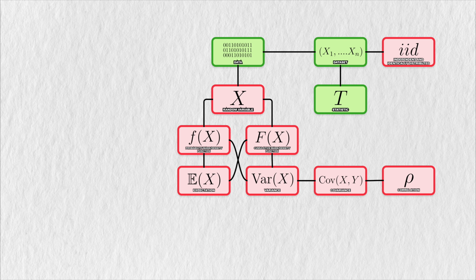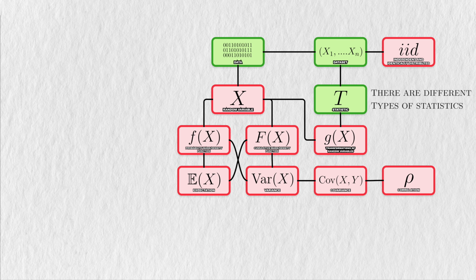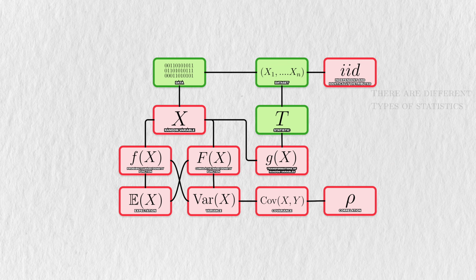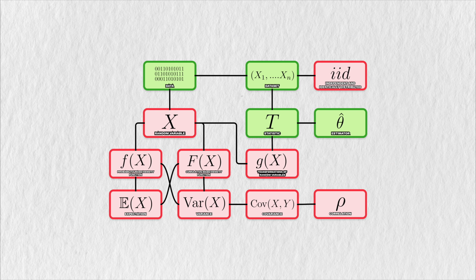Functions or transformations of random variables are also random variables in and of themselves, so statistics have all the same objects associated with them. A generic statistic is just a function of the data, but different types of statistics have different uses. Some statistics are called estimators. They act as estimates or educated guesses for important values related to the random variables that generated them.